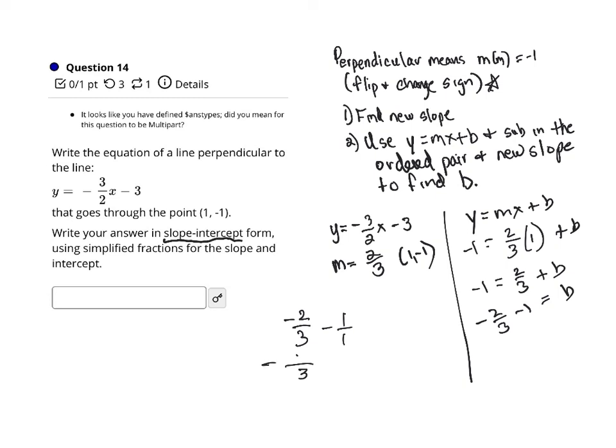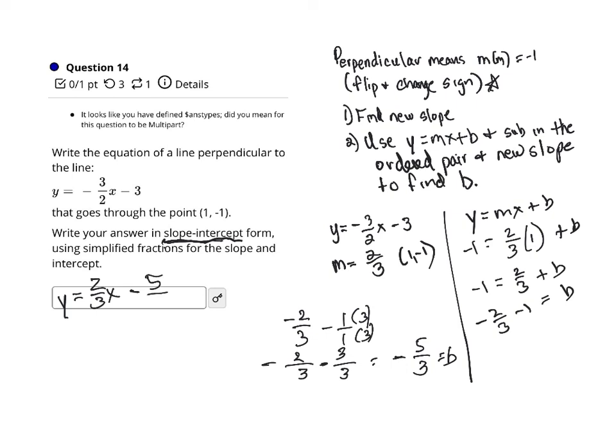So the first fraction is not changing because the denominator doesn't change. The second fraction will change because we've got to multiply the top and bottom by the same thing. So that's a 3. So this would give us, signs are alike, we add, we get negative 5/3. So that is our b. So when we write our equation, and they want it in slope-intercept, so that's y equals mx plus b form. So y equals, our slope is 2/3 x, and our b is minus 5/3.